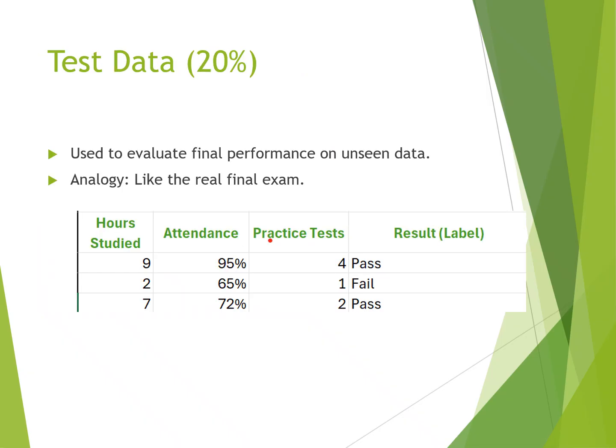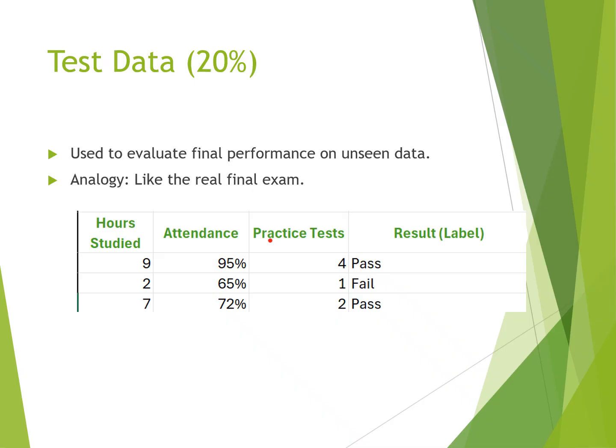Now this is the final data set. So finally 20% is set aside for the testing. The model has never seen the label portion over here. We just give the hours studied, attendance, and practice tests, but we don't give the label. At the end, we use it to see how well the model performs on completely unseen examples. The test set is the final exam of the model. If it performs well, we truly know that it has worked in the real world.